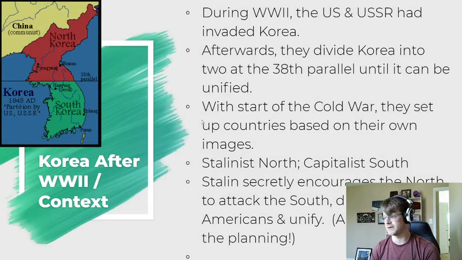With Korea, to help you understand how Korea is going to fit into the Cold War, and then how it is going to help make sense with nations and nation states, we have to talk about the Korean War. And with that, we have to talk about what happened after World War II, because that's directly relevant. During World War II, what happened with the Koreas, both North and South, is that the United States and the Soviet Union had invaded Korea. After World War II, and after the dust settled, so to speak, they decided to divide Korea into two, just this imaginary line called the 38th parallel, until Korea can be unified.